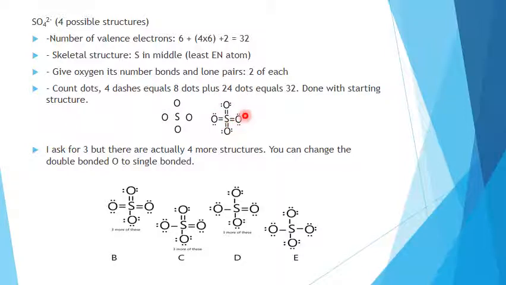So there's nothing wrong with it. All the oxygens have no more than 8 electrons around them. This guy has 2, 4, 6, 8. And sulfur can have more than 8 because it's in the 3rd row. So this is a possible structure, and we'll take a look to see if it is the structure of sulfate. So I asked for 3 more, but there's actually 4 more.